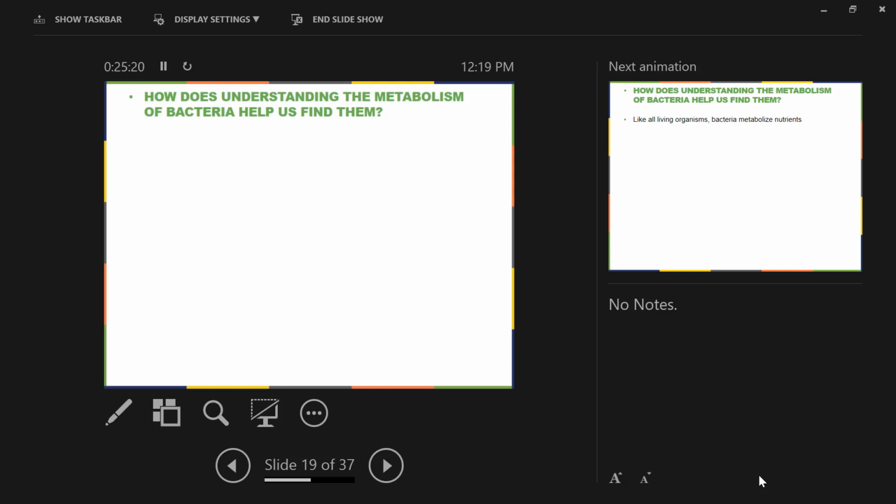All right, so our next question. How does understanding the metabolism of bacteria help us find them? I mentioned on Wednesday that most extremophiles we know only from DNA. Actually, that's true even of non-extremophilic bacteria, where we've taken a bucket full of ocean water and taken all of the DNA we could find in it, and we're like, this is a bacterium, but it's like nothing we've ever seen before, but we don't actually know what the bacteria looks like.